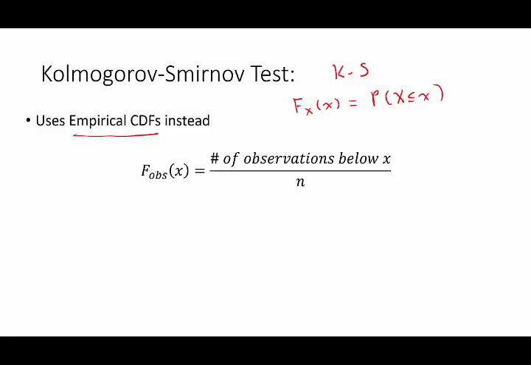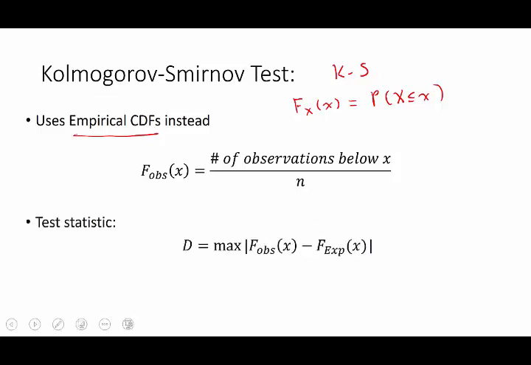So the empirical does a similar thing, except it just takes, as an argument x, it counts the number of observations which lie below this value and divides it by n. And the Kolmogorov-Smirnov test statistic then looks at the maximum difference between your observed empirical CDF and the CDF that you would expect under the null hypothesis.